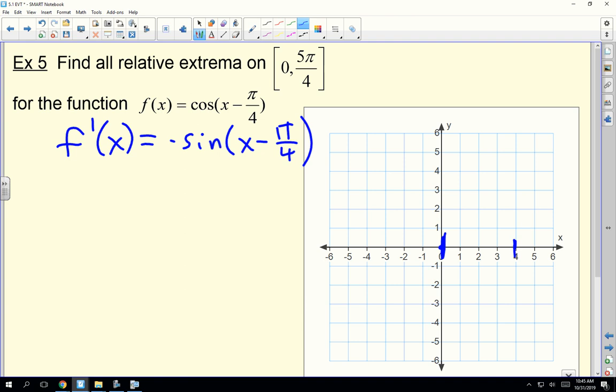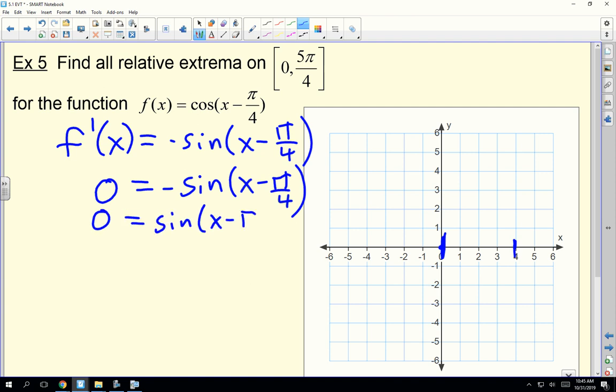Okay, here we go, guys. Hang in there. Set it equal to 0. And then how do you solve this thing for x? You first divide out the negative 1, then take the inverse sine of each side.